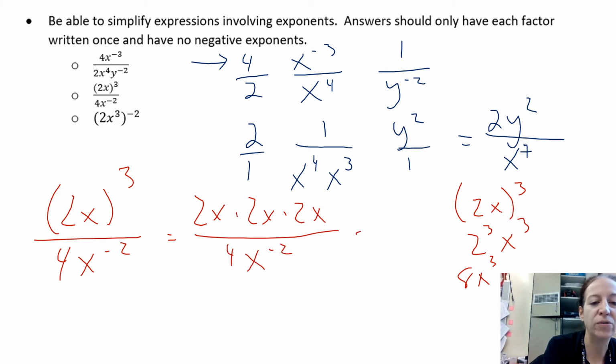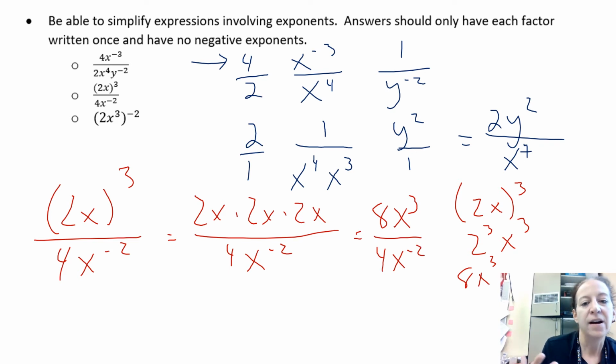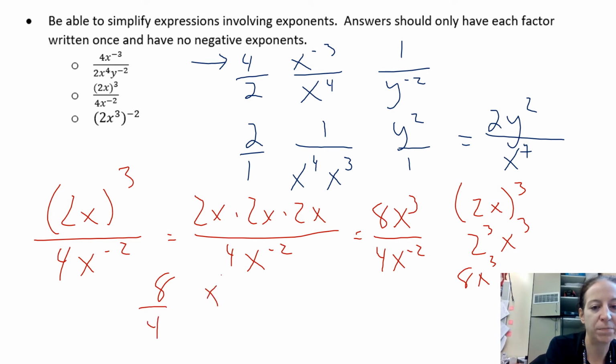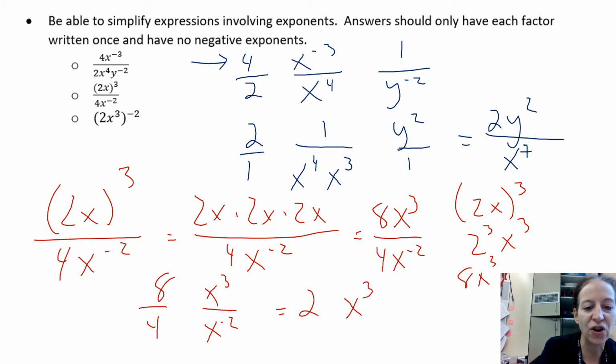2 times 2 times 2 is 8. x times x times x is x to the 3rd, and then we have 4x to the negative 2. Now, this isn't quite done. We have 8, so I'll do what I did in the first problem there. We'll split it up visually. You don't have to write it that way. 8 divided by 4. Make sure that that's still division. It's always been division. It's not going to change. So 8 divided by 4 is 2. And then for the x's, we have x to the 3rd, and then we're going to bring that x squared up to the numerator, and that becomes 2x to the 5th. So that one is 2x to the 5th.